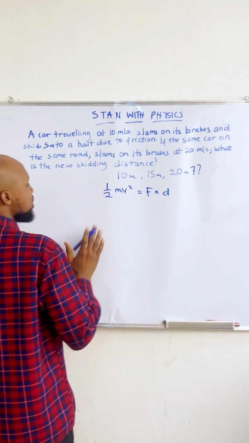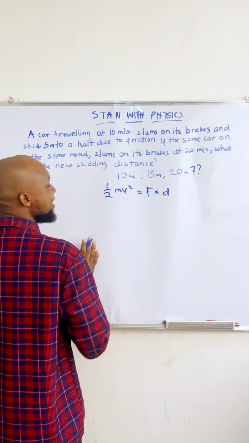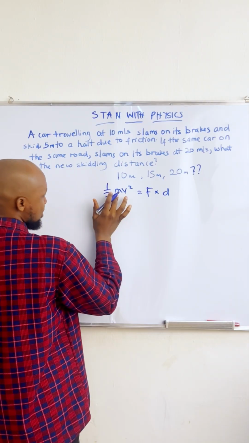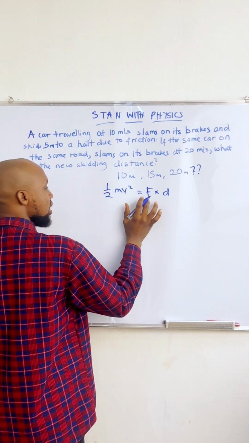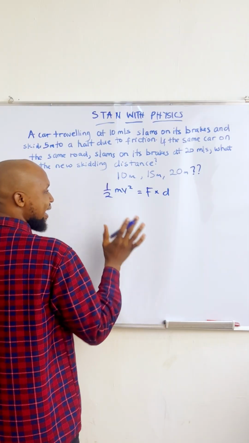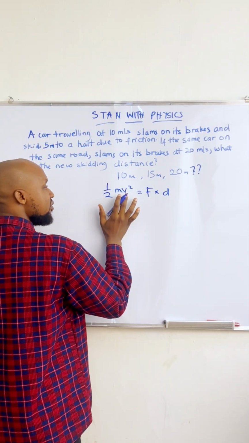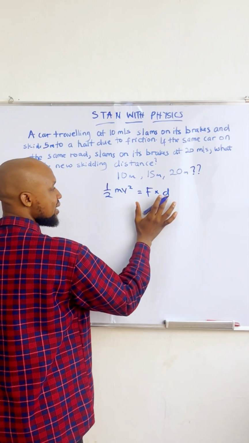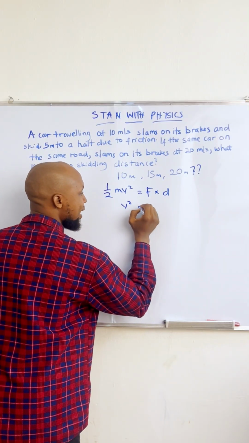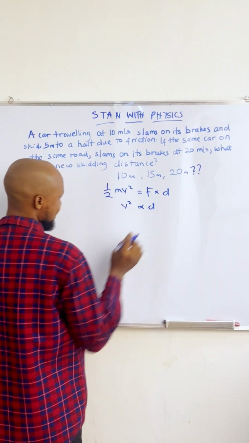Now, because it's the same car and it is the same road, the mass of the car remains constant and the friction force by the road remains constant. The things that are varying here are the velocity and the distance. So we can say that velocity squared is directly proportional to distance.